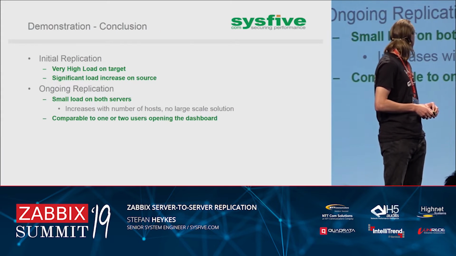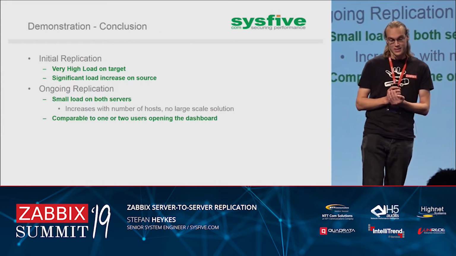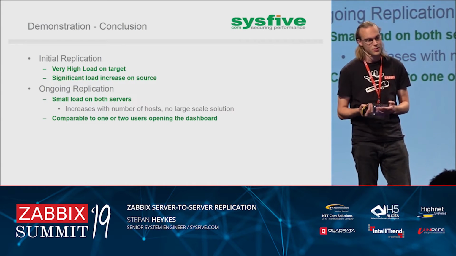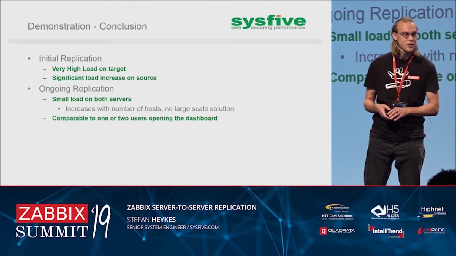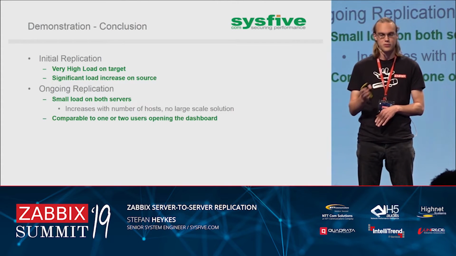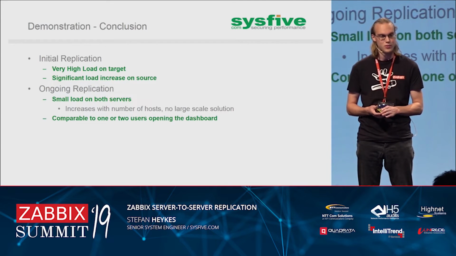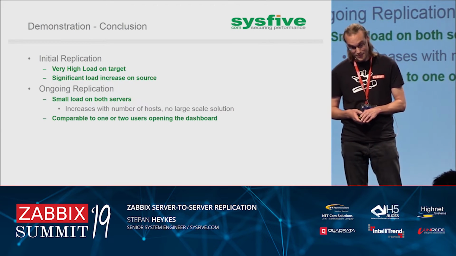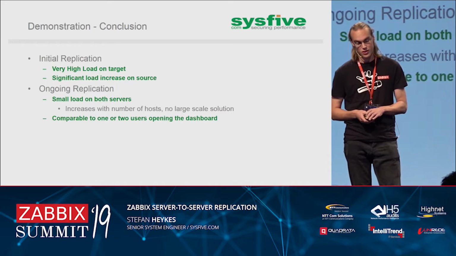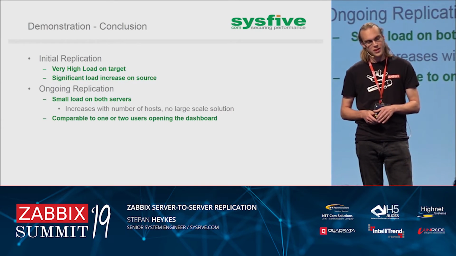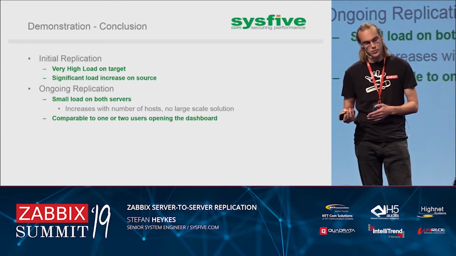So in conclusion, we can say when doing this initial replication, we have very high load on the target and also significant load on the source server, which is also the reason why we don't do stuff like automated detection of changed configuration, because that would basically create a similar load to this. But when this replication is ongoing, we have a very small load there, at least for the number of hosts that we are seeing in this project.